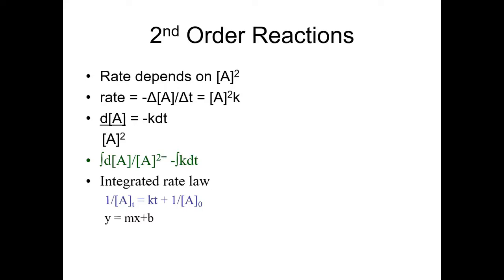And after all the math, we end up with the blue equation at the bottom. So that's the important equation, is the blue one. 1 over A, and then we have a little t. So that little t tells us at time t, after a certain amount of time has passed, is equal to kt plus 1 over A at time 0. Remember, A at time 0 is the initial concentration.